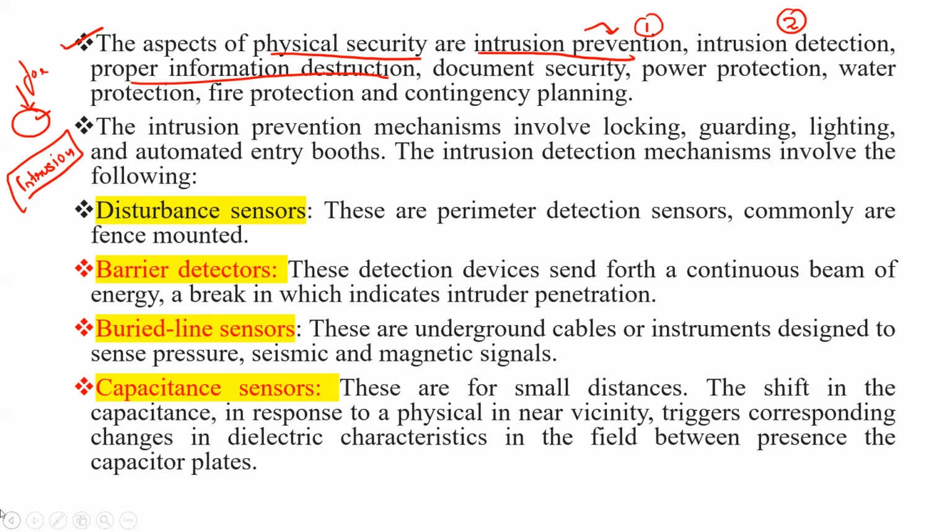Fourth is document security. Fifth is power protection. Sixth is water protection. Seventh is fire protection. And the eighth is contingency planning. Contingency means if there is any emergency condition, that is emergency planning.